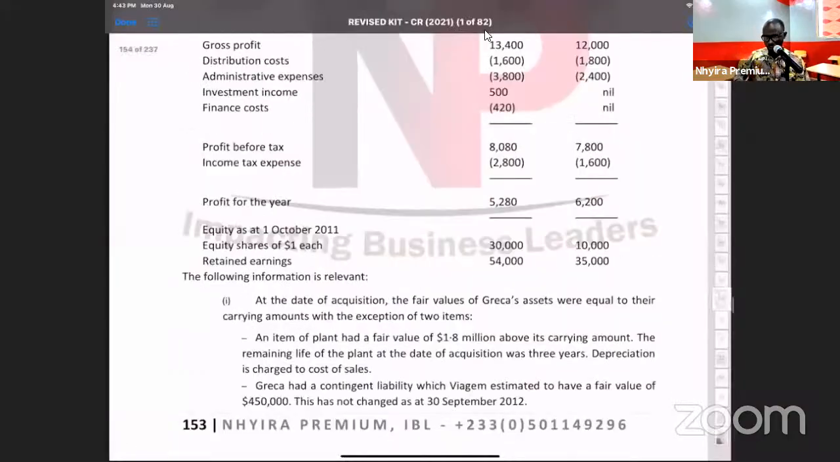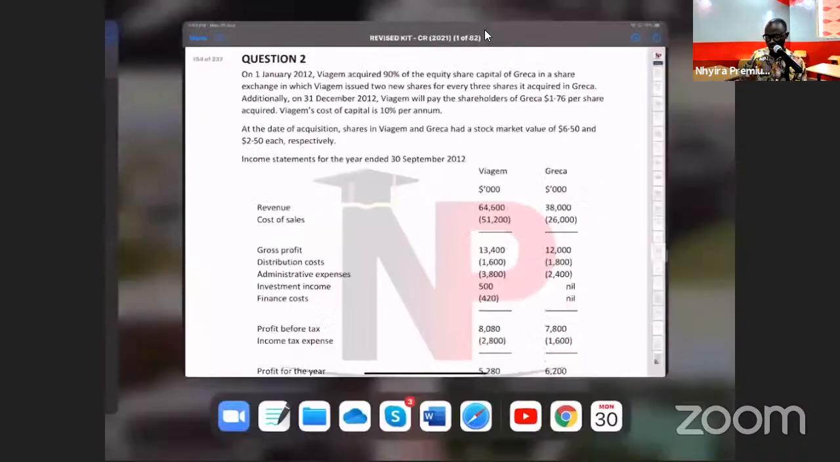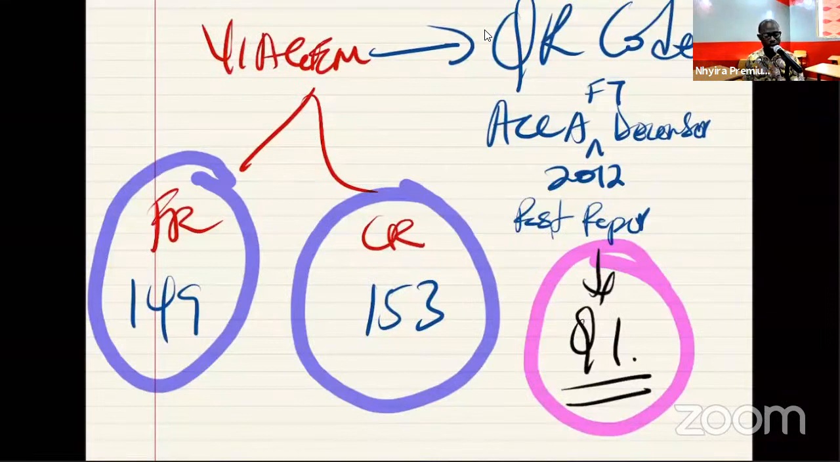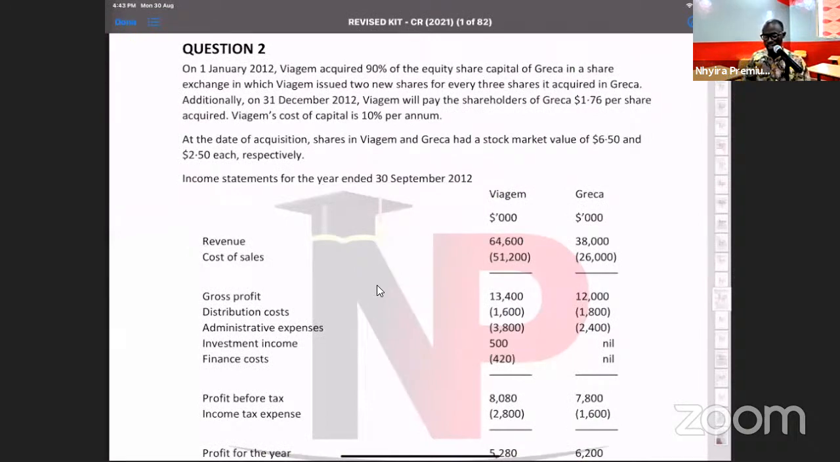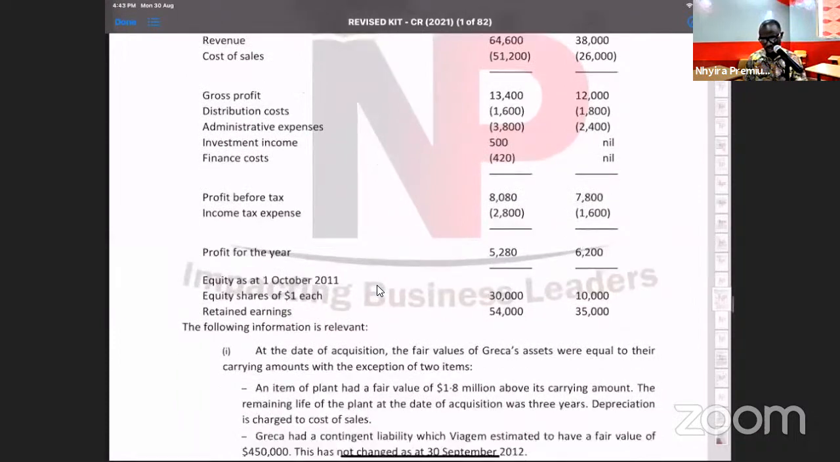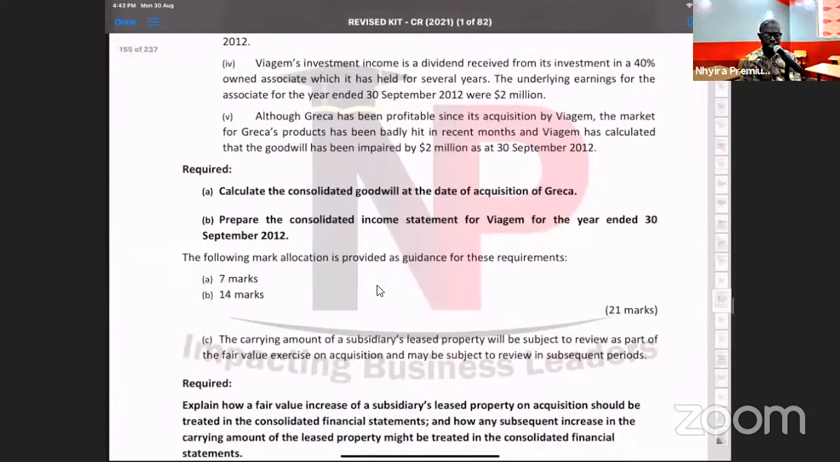So, like I said, for those of you who are enrolled and studying under my mentorship, FR and CR, in your question kit, FR people, you can find it on page 149. And CR, you can find it on page 153 in your revised question kit, as you have it already there. So let's go straight into the question and see exactly what there is to be done. As always, I want you to pay attention to the way I'm going to be solving the question. That is the approach that I want you to adopt when looking at the question.